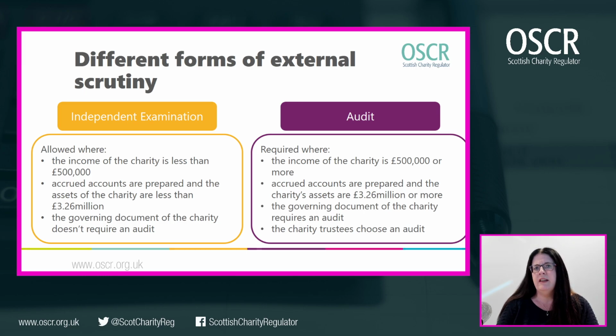Sometimes charity trustees will actually choose for the charity to have an audit, even though it might not have an income of £500,000 or more. This can sometimes be because a funder has required an audit of the charity. If you're in any doubt, check in with your funder, particularly if it's a big funder of your charity, to make sure that if your charity is eligible to have independent examination, your funder's happy with that as well.